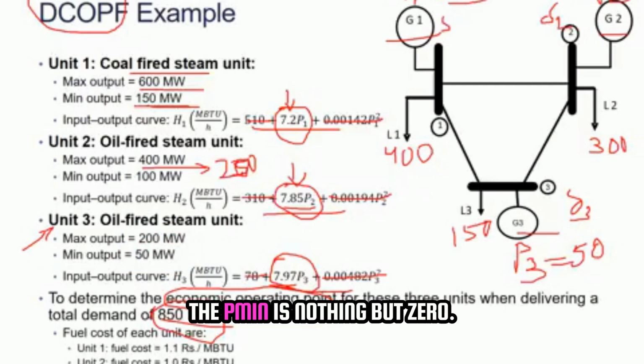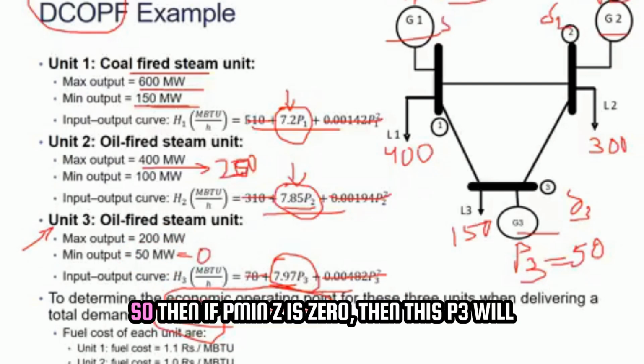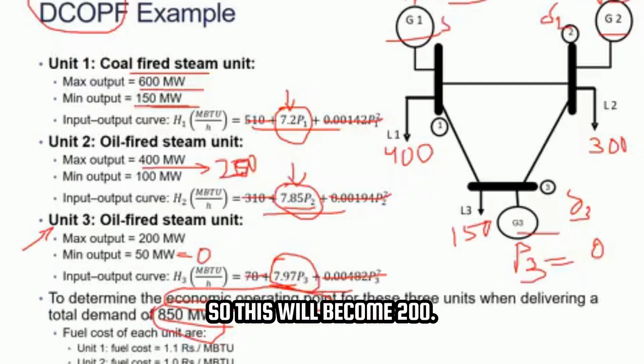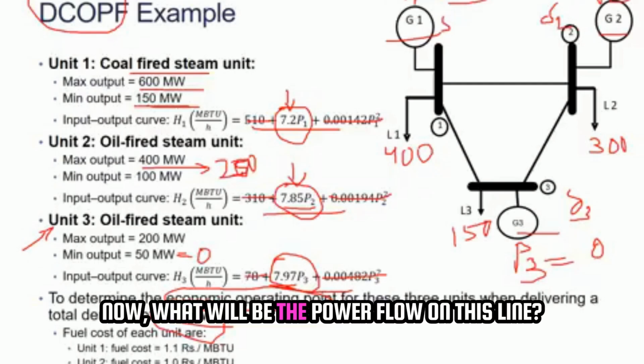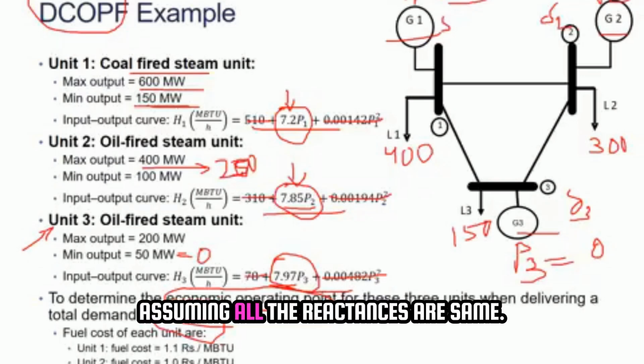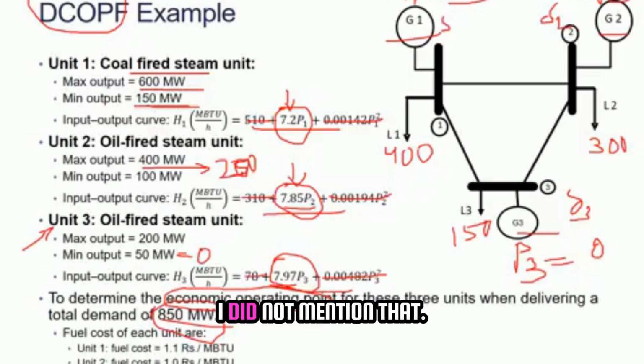So now let's assume the Pmin here is nothing but 0. Then P3 will become 0 and P2 will become 200, right? So this will become 200. Now what will be the power flow on this line? Assuming all the reactances are the same, I did not mention that. Assume that the reactances are the same in all the lines.